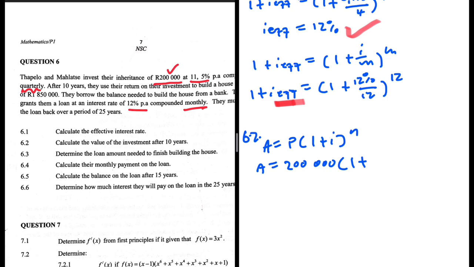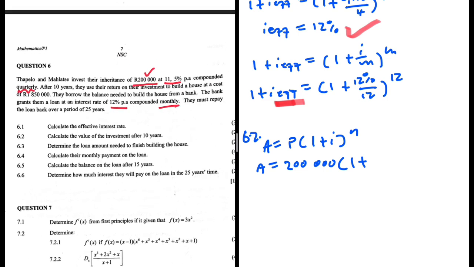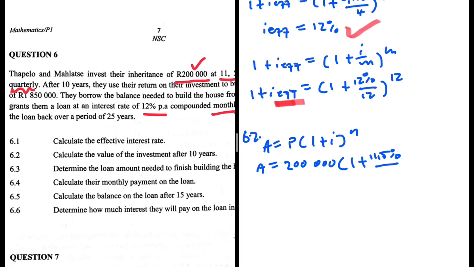The interest is 11.5% compounded quarterly. So we can write these as 11.5%. When you're substituting in your calculator, you can actually put the percent sign there. It is there, so there's no issue in doing that. 11.5% divided by how often it is compounded. It's compounded quarterly, so we are going to divide that by 4.